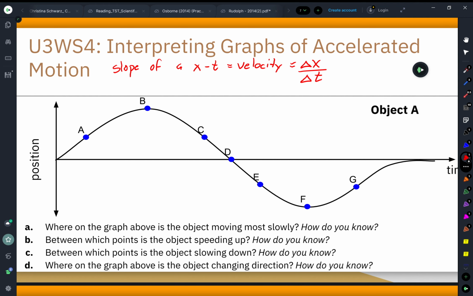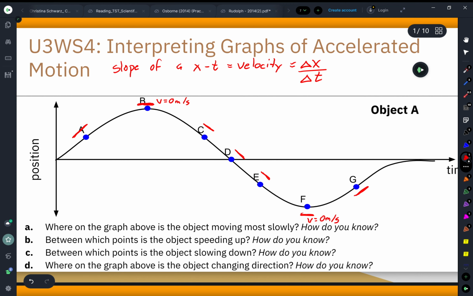So, in order to answer part A, where on the graph above is the object moving most slowly, and how do you know? We just need to look to see where the slope is going to be the lowest. At point A, this is going to be the slope of the line. At point B, that's the slope of the line. C, D, E, F, and G. Anytime we see a flat line, that indicates the slope is 0. So if the slope is 0, then that means the velocity should be 0 at those points.